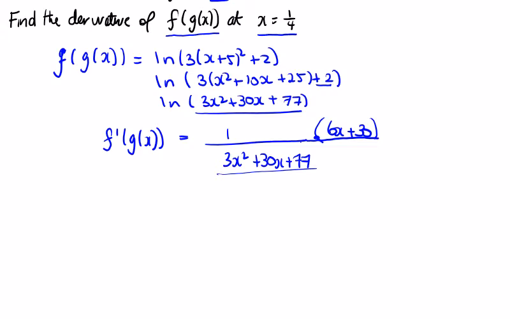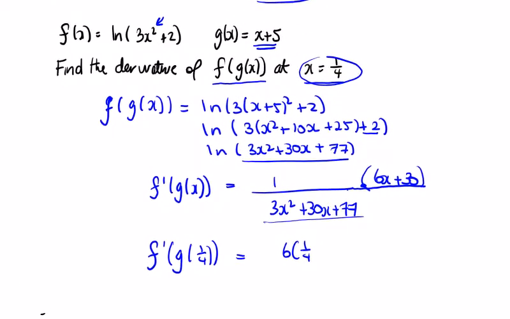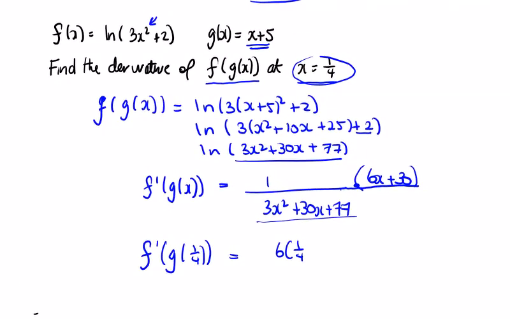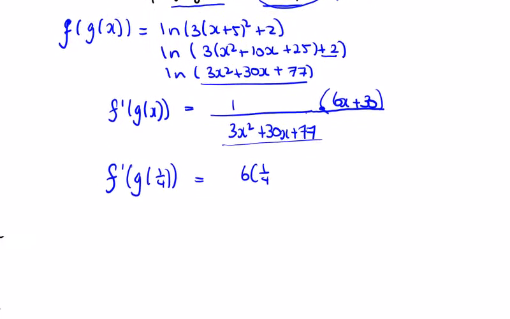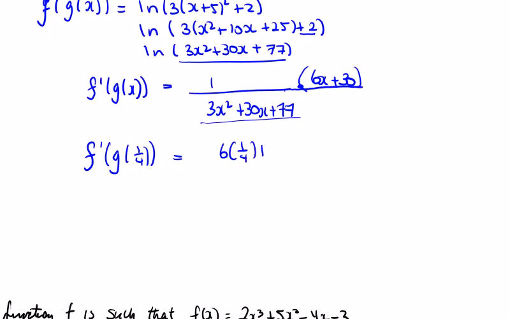So we want f prime g when x is a quarter. We're looking for 3dp. I should have written that down, 3dp. So this is calculator use. Don't try and simplify it. 6 by a quarter plus 30, over 3 by a quarter squared plus 30 by a quarter plus 77.